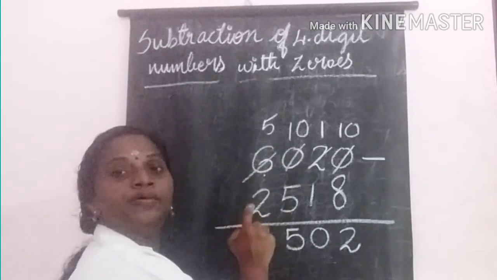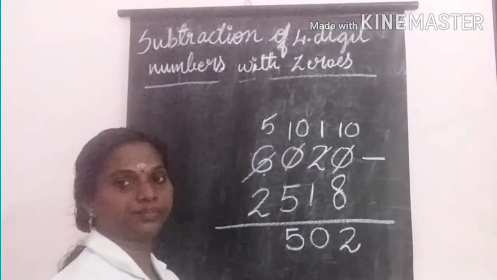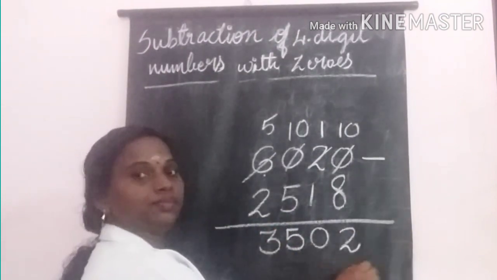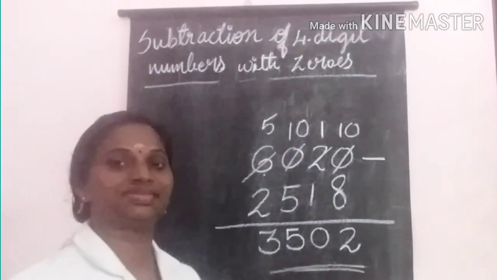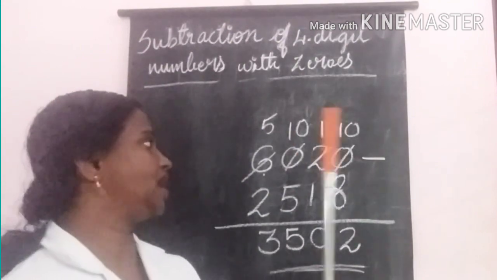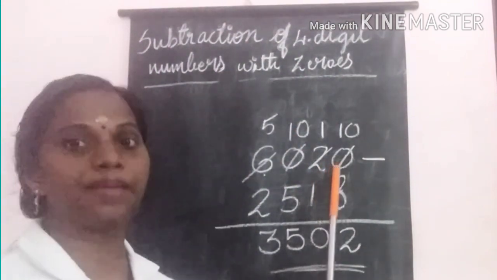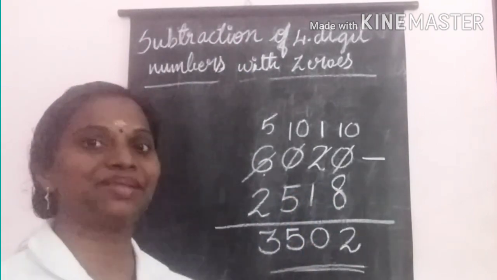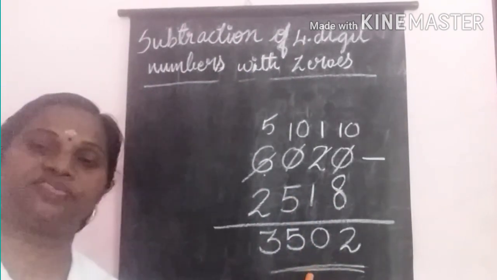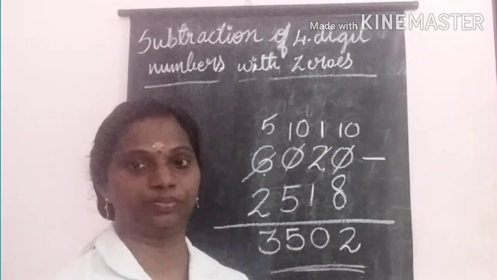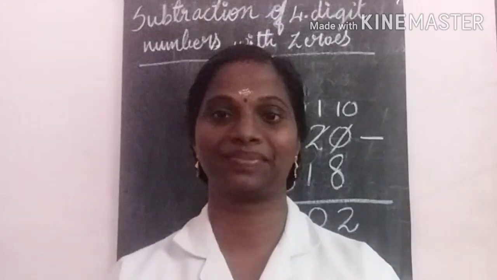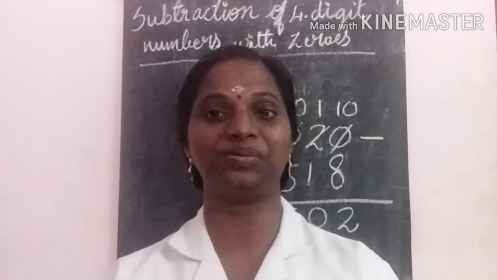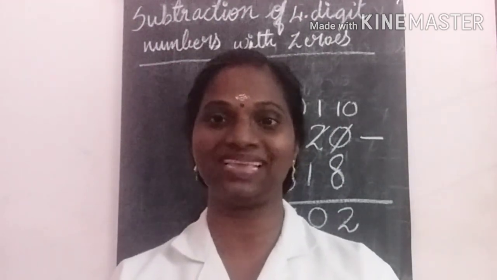Then subtract 5 minus 2. 5 minus 2 is equal to? Yes, 3. So when we subtract 2,518 from 6,020, we will get 3,502. Clear? Okay children, now I believe you all have learned how to do subtraction from zeros.